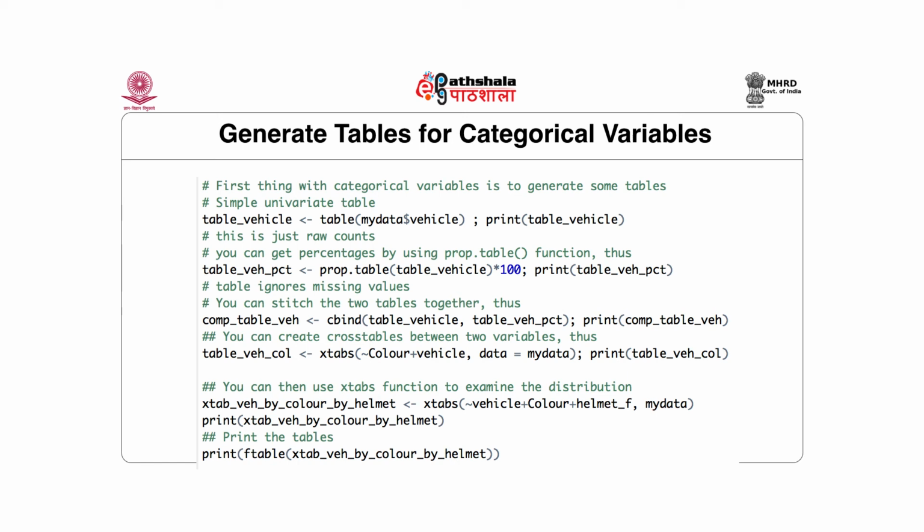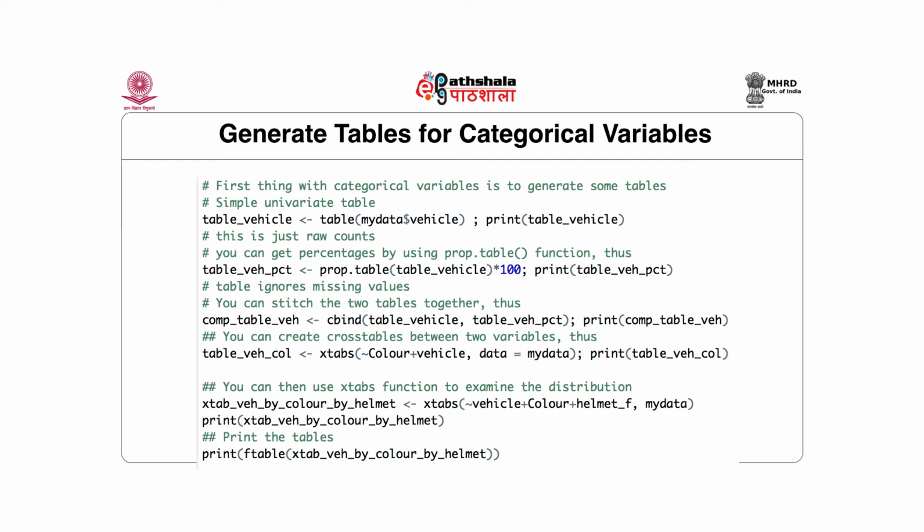This is when you have one variable to worry about. What happens if you've got more than one variable? So you've got two variables, you've got more than two variables. You use another function, which is known as xtabs. So what you do is that you create an object. In this particular case, we have got table_vh_call, and then we assign.